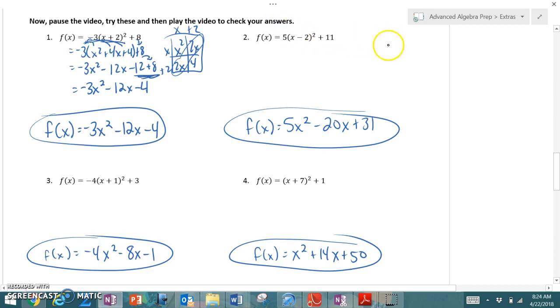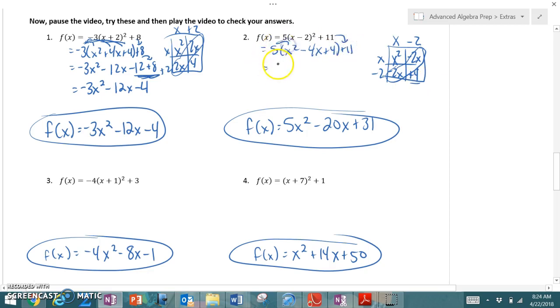And that is what I got as my final answer. Number 2, again, off on the side, I will deal with the x minus 2 squared. So I put an x minus 2 on each side of my box. Find the area of each little box. So I got x squared, negative 2x, and 4. Go back to my problem, bring down the 5. Put this in parentheses, x squared, negative 2x, and negative 2x is negative 4x plus 4. And then I bring down my plus 11.